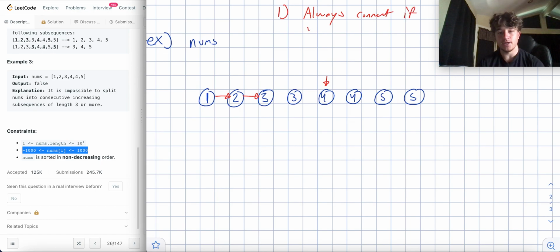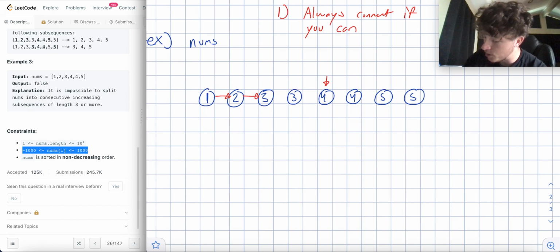Right? If you can connect to something, you might as well connect because you're just trying to lengthen the score. In not connecting, the only thing that does is let some further element with the same value connect, but that further element is identical to you, so you might as well be the one who connects. That's the point I'm trying to get at. So always connect if you can. That's kind of our first observation.